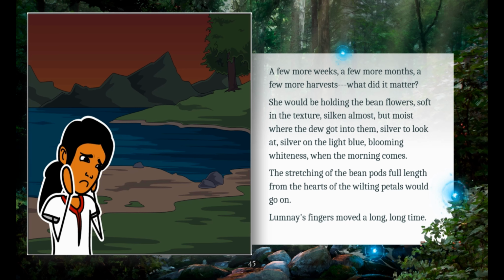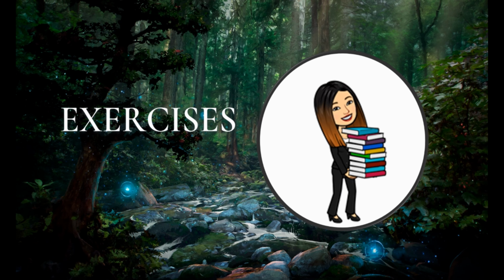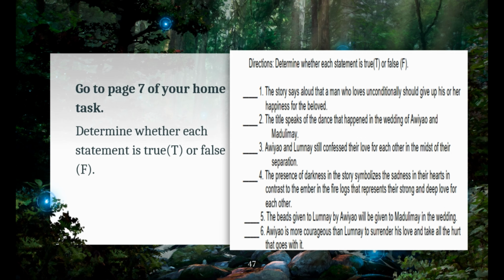Now let's apply what you just learned. Go to page 7 of your home task. Determine whether each statement is true or false. Like in number 1, the story says aloud that a man who loves unconditionally should give up his or her happiness for the beloved. Correct answer is true. Are you ready to answer the rest? Let's go!